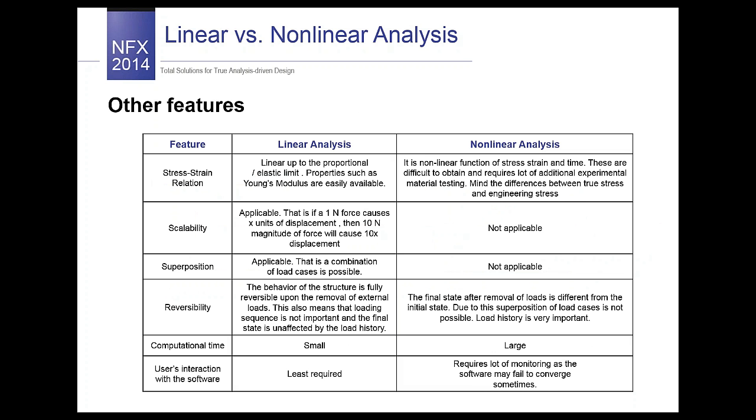So on the next slide I would like to show you the table where some linear and nonlinear features have been compared. If we, for example, consider the stress-strain relationship, in the linear analysis, stress is proportional to strain up to the elastic limit. And due to that, scalability is available, which means if 1 Newton force will cause some amount of displacement, then a 10 Newton force will cause 10 times more. So this is proportional, so it's very easy.